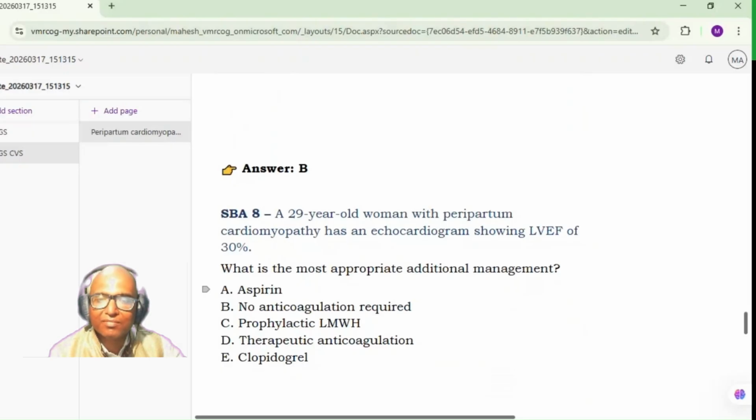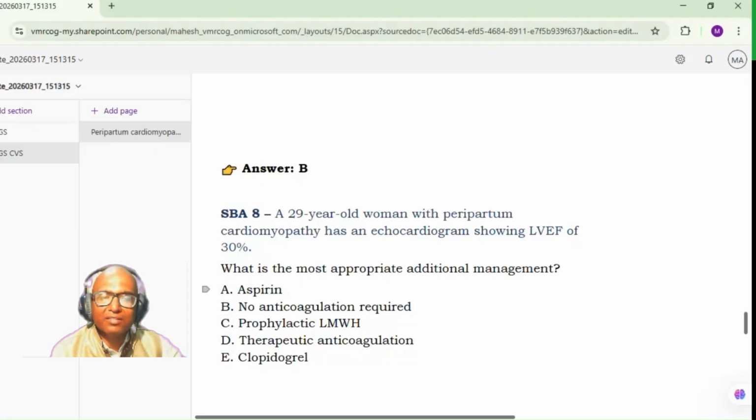A 29-year-old woman with peripartum cardiomyopathy has an echo showing LVEF of 30%. What is the most appropriate additional management? Aspirin, no anticoagulation required, prophylactic LMWH, therapeutic anticoagulation, and clopidogrel. So this is D, therapeutic anticoagulation.